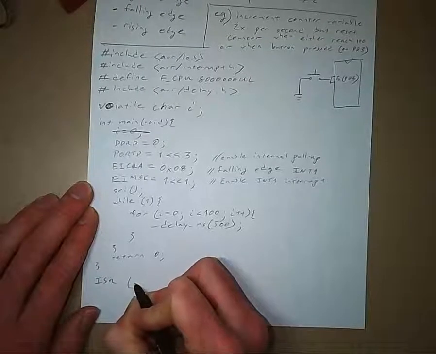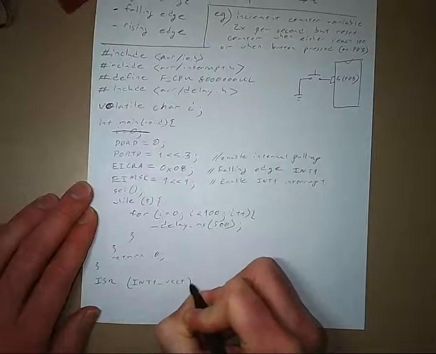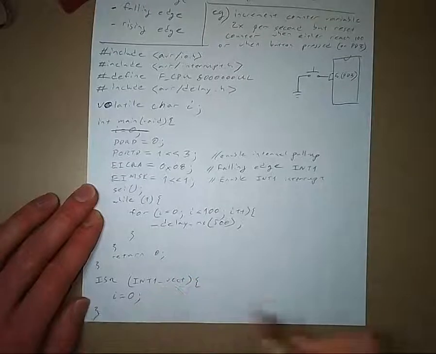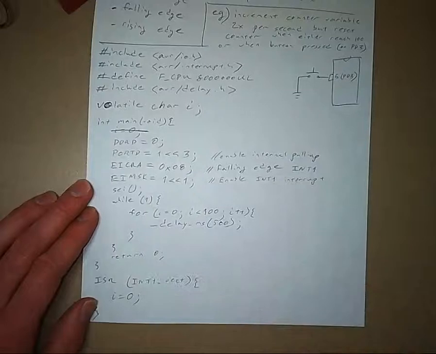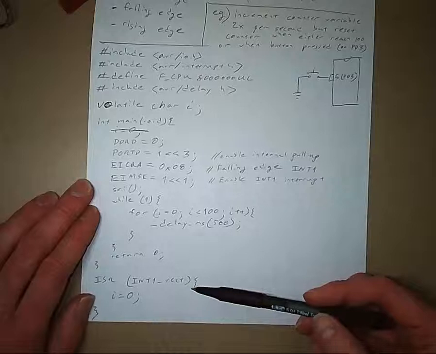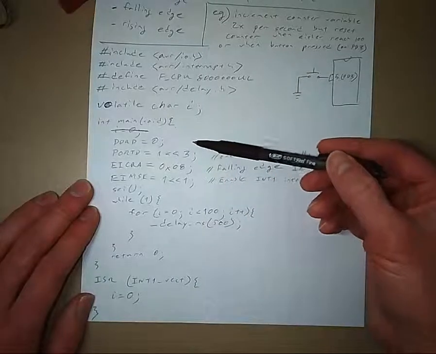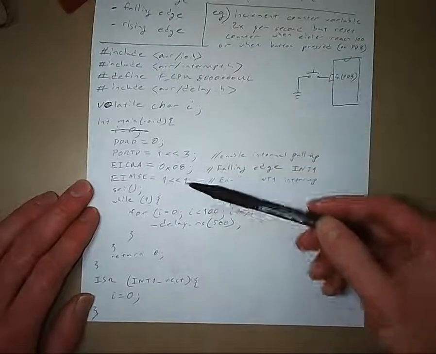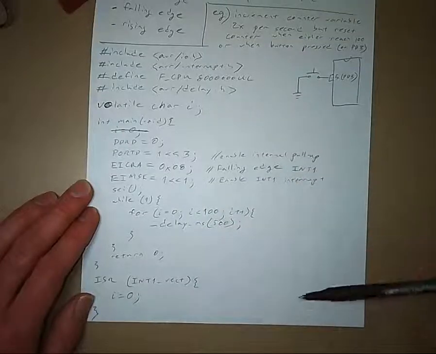So ISR, and then the vector name is INT1_vect, and we got that from the vector table in the data sheet. And all this does is set I equal to 0. So the variable I has to be global because it's used in both of these functions. And if it wasn't an interrupt service routine, if it was just a function that we called, then it would be better off for us to pass it the variable value. So we would declare I inside of main, and then it would be a local variable. But since it's an interrupt and we're not actually calling it out of main, then in order for that data to be shared between the two functions, it has to be a global variable.